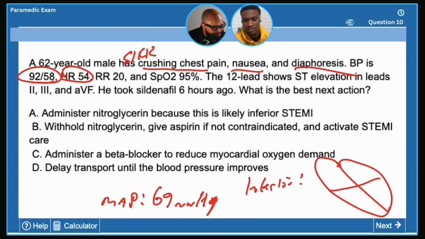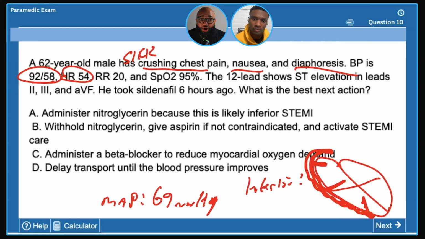So 85% of people get their blood flow from the right side, and that's called right dominant. What are the branches off the right coronary artery? We have the SA nodal branch, the AV nodal branch, and the marginal branch. Because the SA node, the main pacemaker that sets the heartbeat, gets its blood supply from the right coronary artery, if they're bradycardic, I have a high suspicion of an inferior infarct.